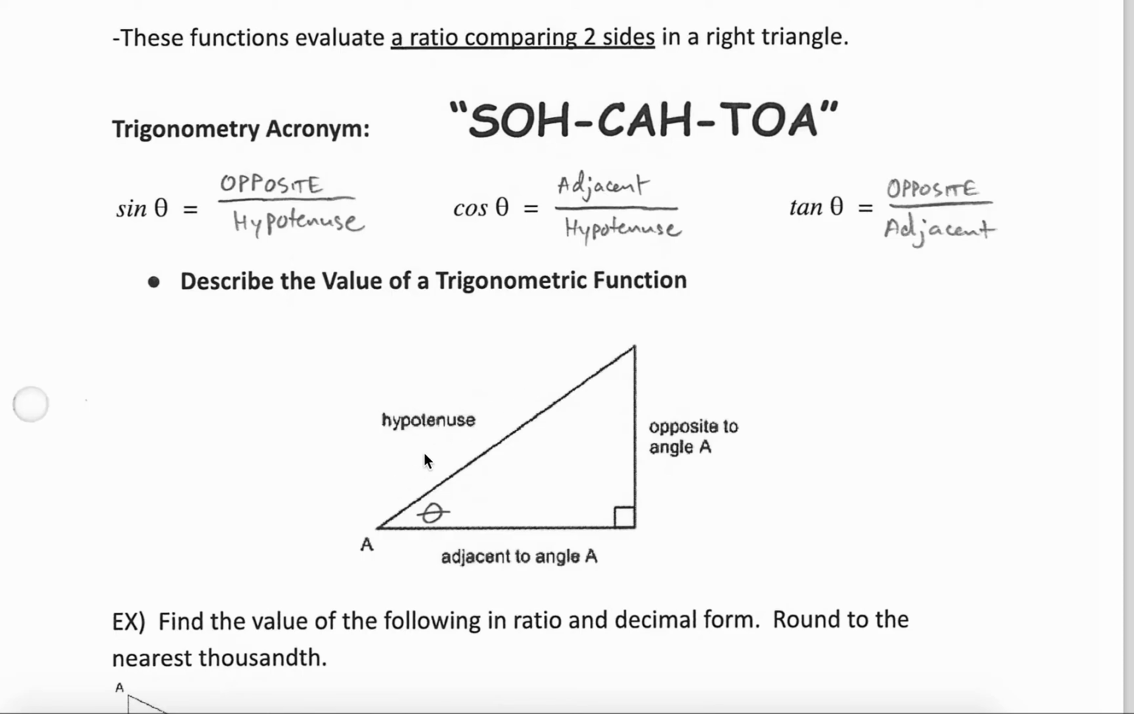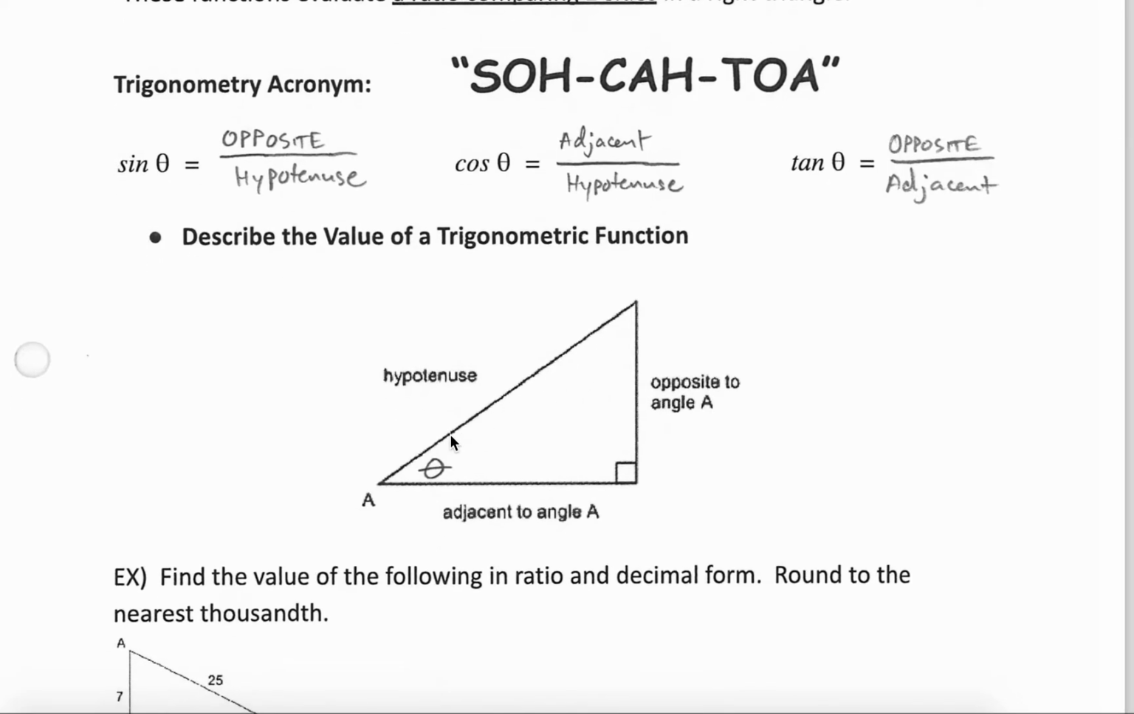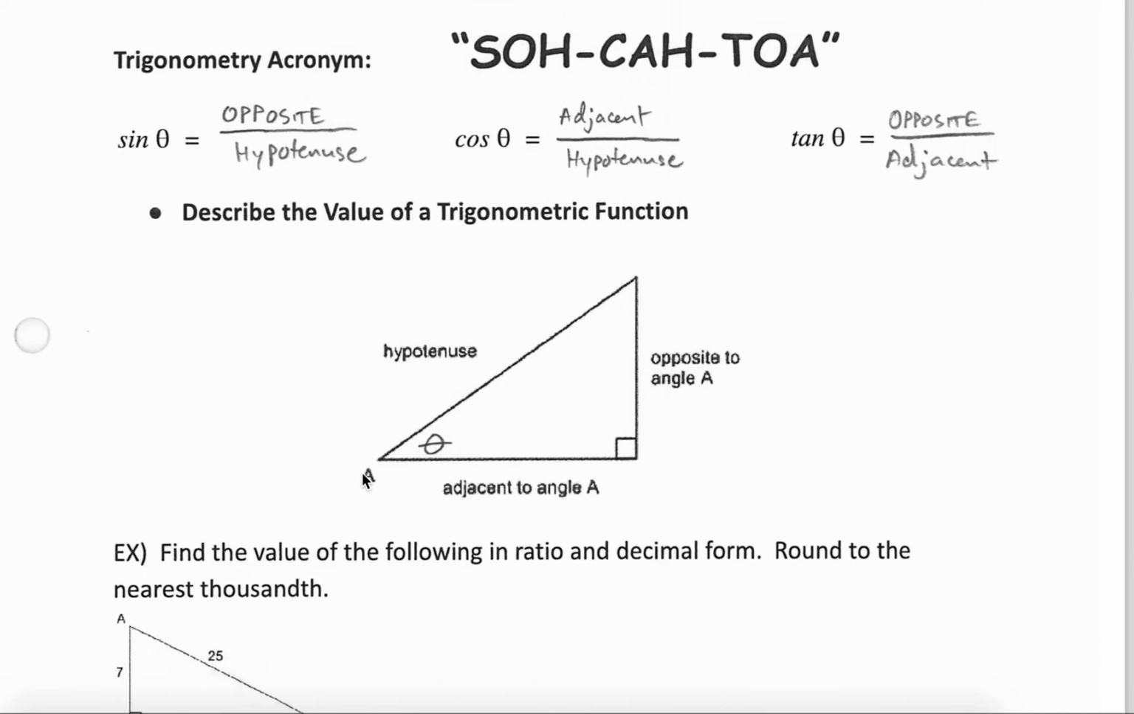Hypotenuse will never change, but if I decide to instead use this angle up here, that's going to flip my opposite and adjacent sides relative to that position instead. So always focus on what angle you are using and label your triangle relative to that position. And if you change your angle, make sure that you relabel your triangle based on a different position.